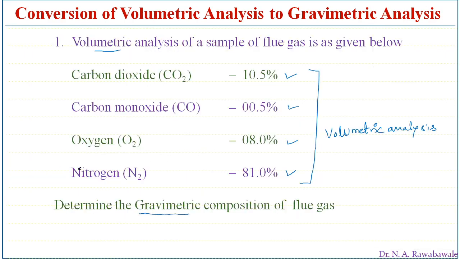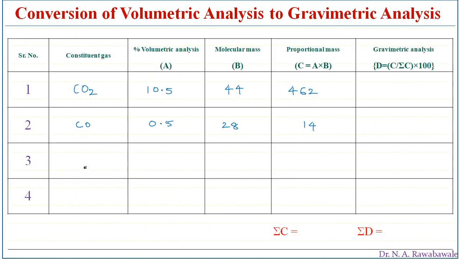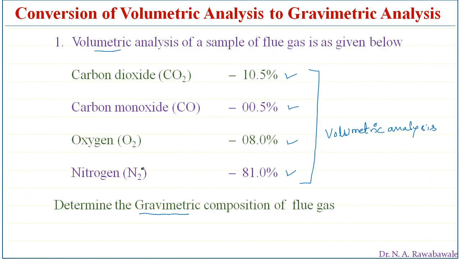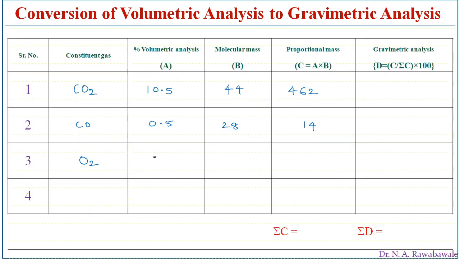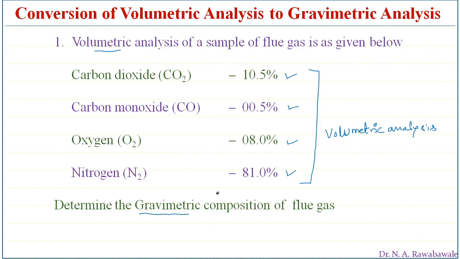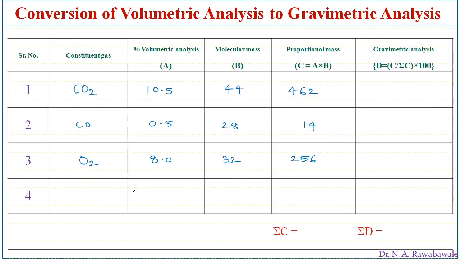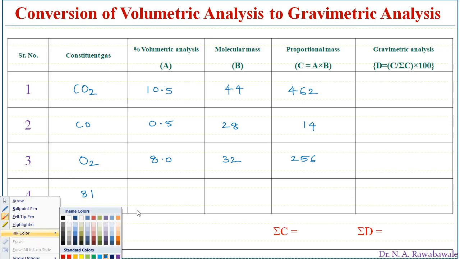The next constituent given is oxygen, O2. On volume basis, oxygen is 8%. The molecular mass of oxygen is 32. Eight into 32 works out to be 256. Then the next constituent is nitrogen, which is 81%. So we take 81%.